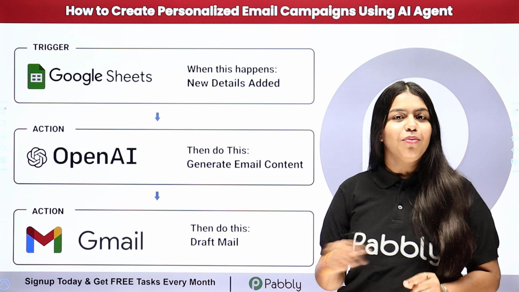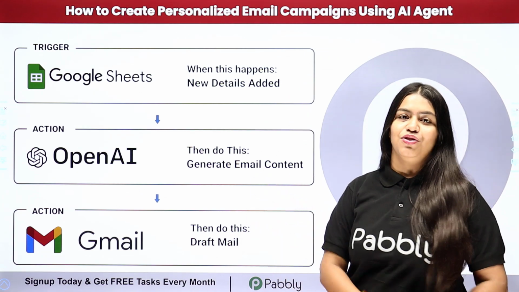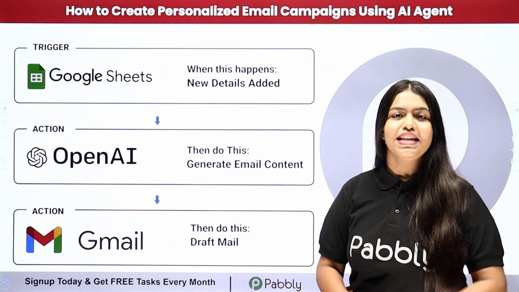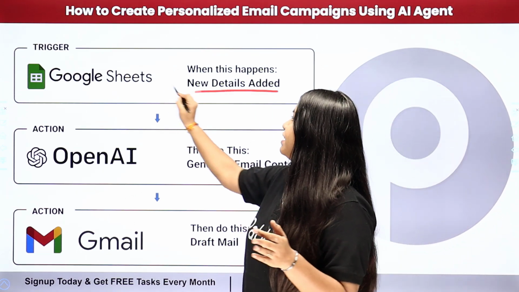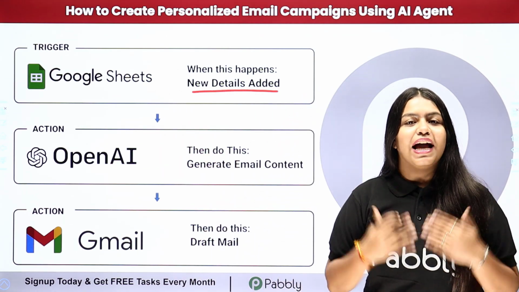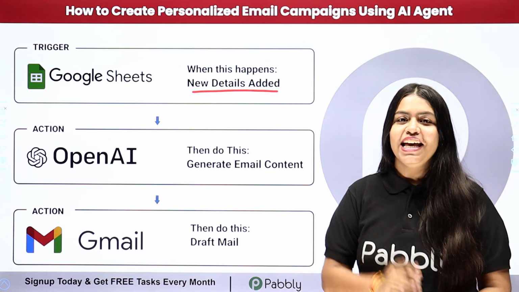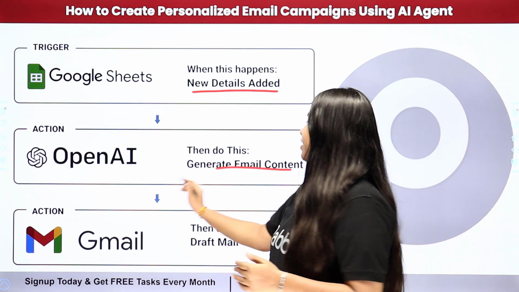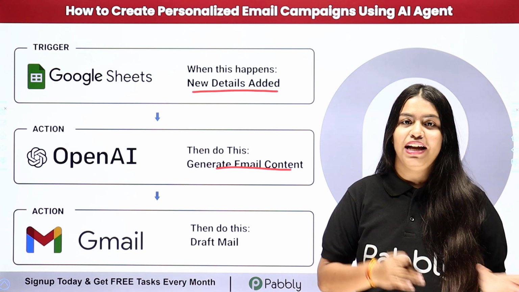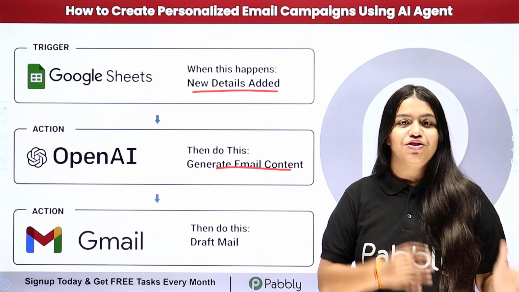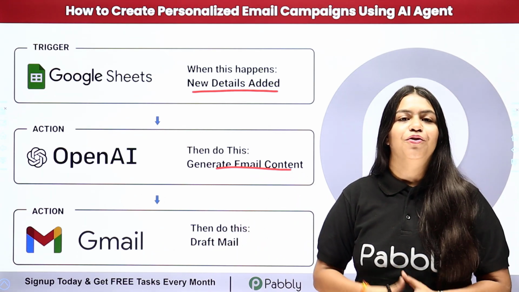So to solve this problem, I've simply created this automation where as soon as we add the lead details in our spreadsheet, automatically my AI agent, which is OpenAI, is going to generate the email content which would be personalized towards my lead. Further, I am going to create a draft in my Gmail account for all of my leads.